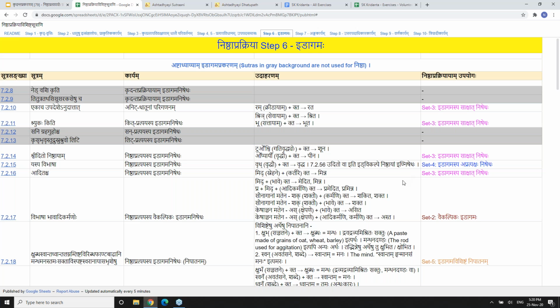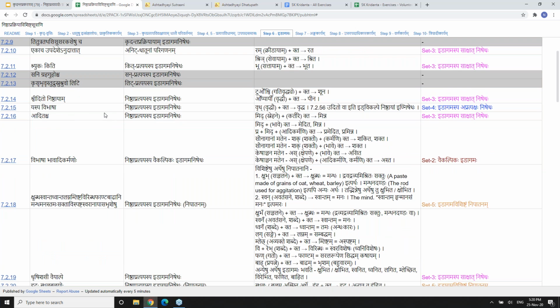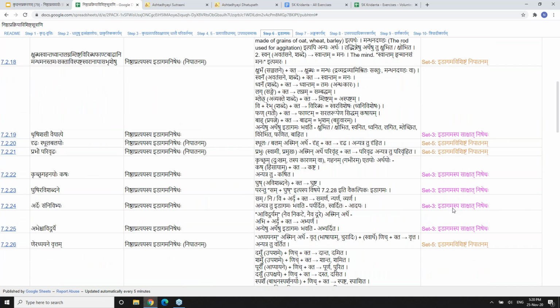So this is basically the set of sutras that we already studied earlier. Let's go to the remaining set of sutras. Many of them are there, and all these remaining ones are actually specific ones, new ones. So I'll just quickly go through them.